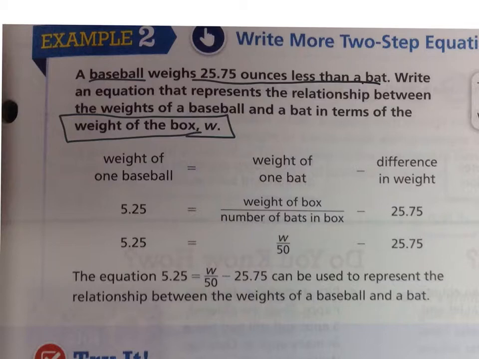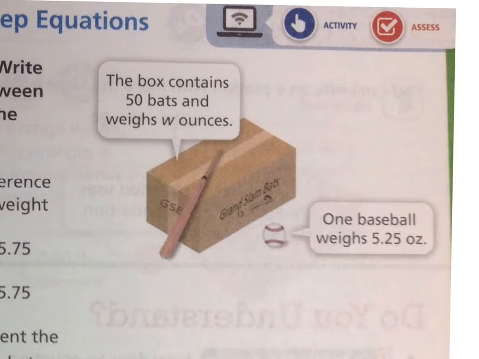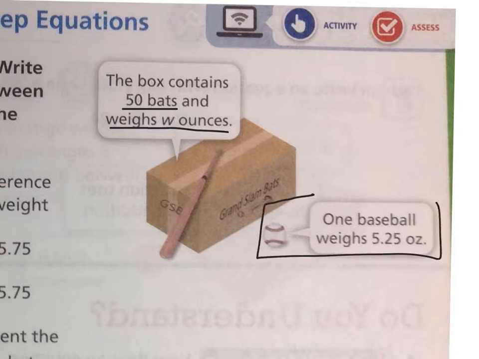So they're not just looking at the baseball and the bat here, they're actually comparing this with the weight of the box. So that actually, with our equation, we would be able to figure out what the weight of our box is. If we look at our picture over here, we can see about what's happening here. So we have a box that has 50 bats and it weighs W ounces. The baseballs are not in the box here, but just for comparison, one baseball weighs 5.25 ounces.